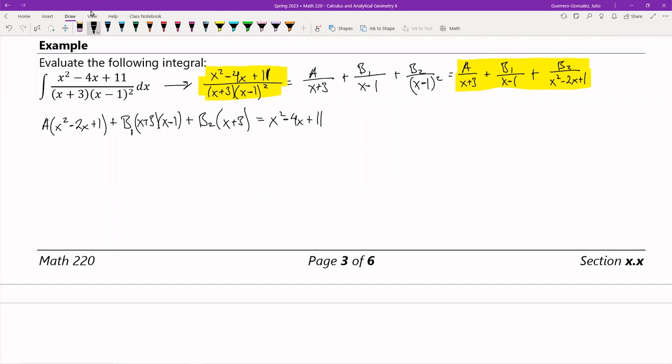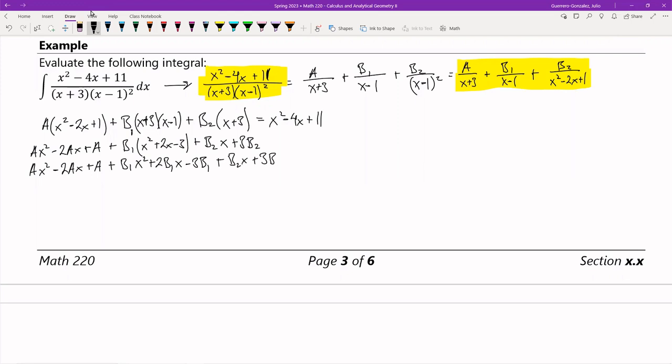I'm going to expand out that left-hand side. A x squared minus 2Ax plus A, plus, if you expand x plus 3, x minus 1, you'll get x squared plus 2x minus 3. So B1 times x squared plus 2x minus 3. I'm going to expand this too, now that this one's simple enough: plus B2 x plus 3B2. Okay, so Ax squared minus 2Ax plus A plus B1 x squared plus 2B1x minus 3B1 plus B2x plus 3B2 has to equal x squared minus 4x plus 11.